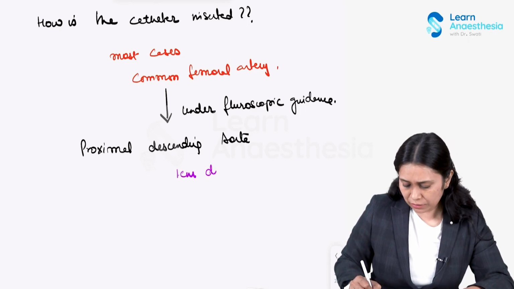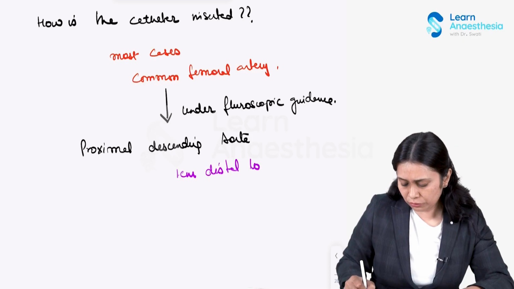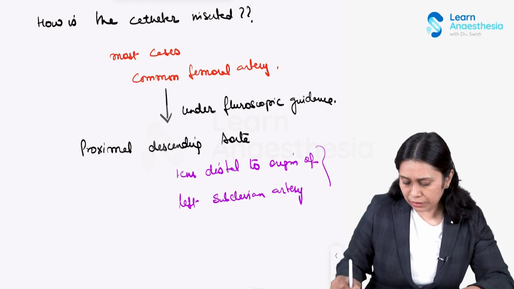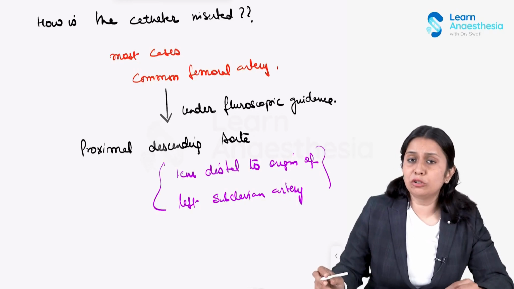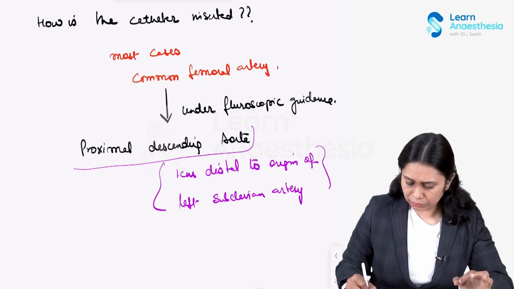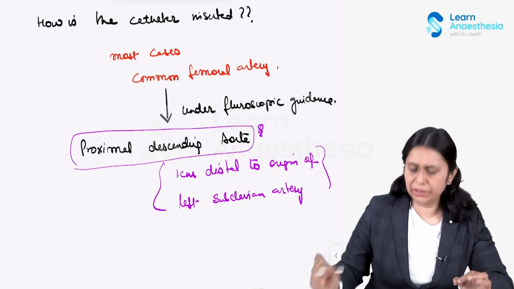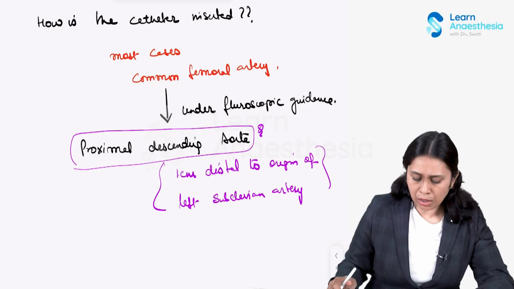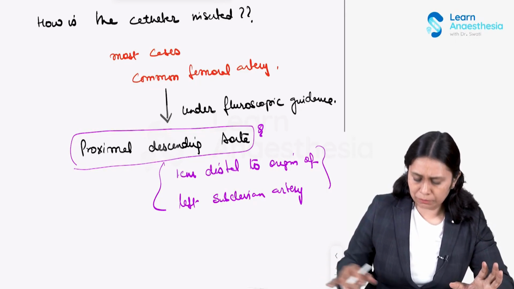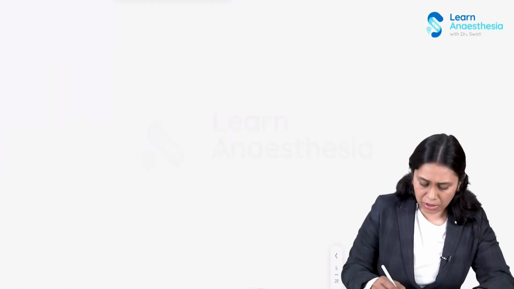1 centimeter distal to the origin of the left subclavian artery, right? Left subclavian artery. Okay. So here the end of the catheter or the balloon is placed in the proximal descending aorta. So this could be one important thing that we need to keep in mind. Now, this is the first part of the machine.